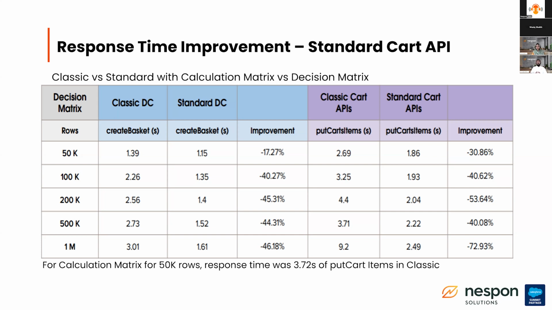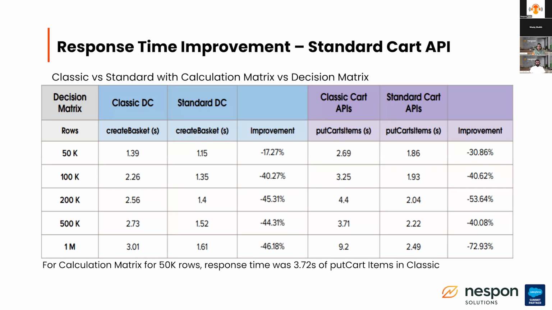If the decision matrix object contains 5K rows, the Classic API takes 1.39 seconds to retrieve the prices, whereas the Standard Cart API reduces this to 1.15 seconds. Similarly, as shown in the last row of the table, when the decision matrix contains 1 million records, the Classic API takes 3.1 seconds, while the Standard Cart API improves retrieval time to 1.61 seconds, resulting in a significant performance improvement of around 46%, reducing the retrieval time by nearly half. The Standard Cart API demonstrates a reduction in basket creation time as the row size increases, indicating better scalability.